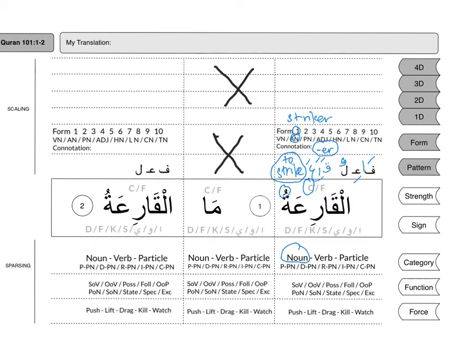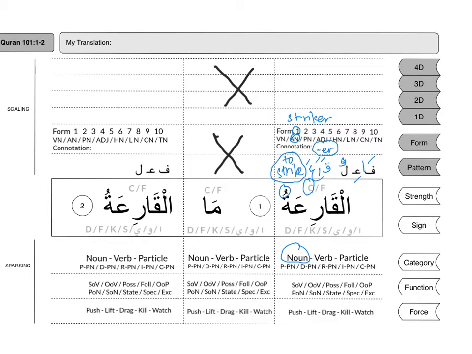So that would be the 1D meaning. That is the process of getting the 1D meaning. You get a pattern, fa'ilatun or fa'ilun. You get the F1 meaning. You get the F1 verb, which is qara'a. You get F1 meaning to strike. You plus the connotation er, it becomes striker. Of course, if you are not sure of the meaning, the pattern, you go to your noun chart. I think it's noun chart 1 or noun chart 2. So that's how you scale the word.